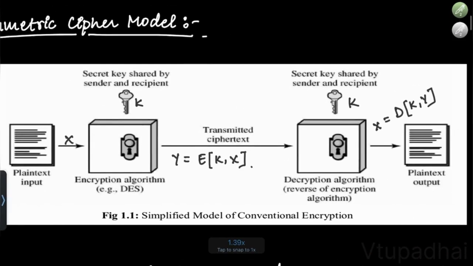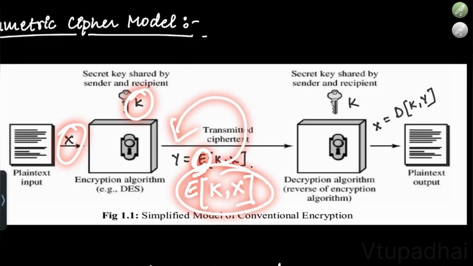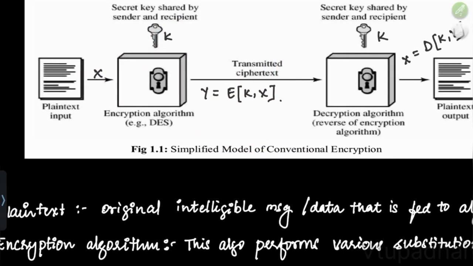Here, X is the plain text, K is the key, and you perform the encryption algorithm E comprising of the key as well as the plain text. Once you do this, what do you get? You get the ciphertext, that is Y. So this was the encryption process.